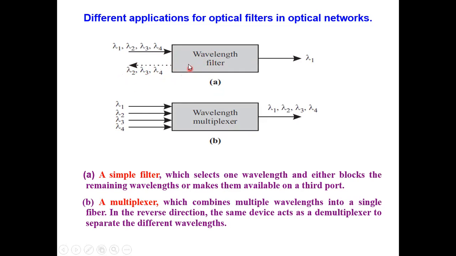So you can design a filter also in this way. Not necessarily will every filter be like this. You can have a filter where all wavelengths enter and only one wavelength passes out. But you can also go for this particular option, so that's why this is shown by a dotted line. Not necessarily on all the filters do we have this scenario. So a simple filter is one which selects one wavelength and either blocks the remaining wavelengths or makes them available on the third port. And what is a multiplexer?